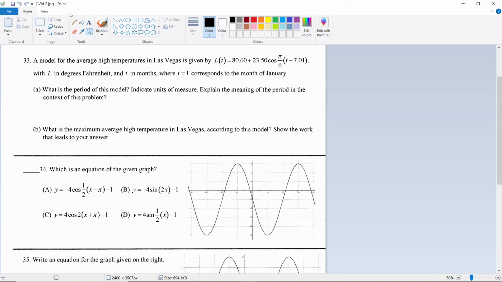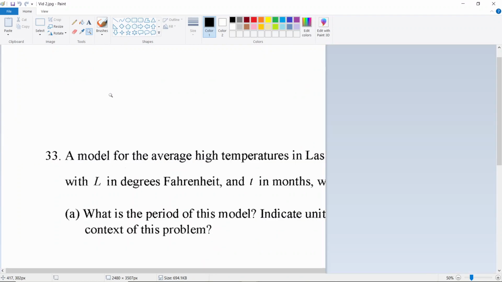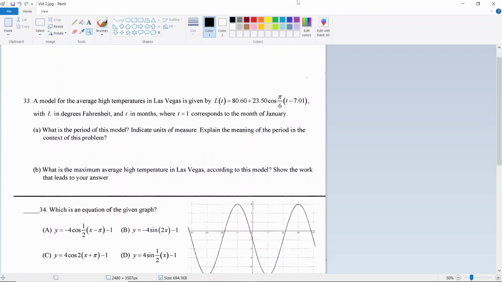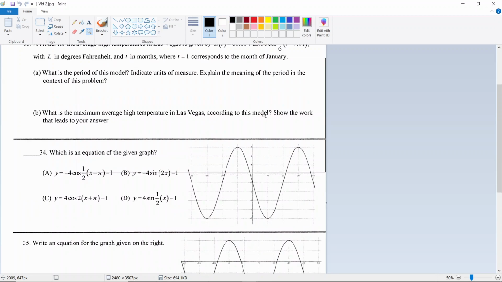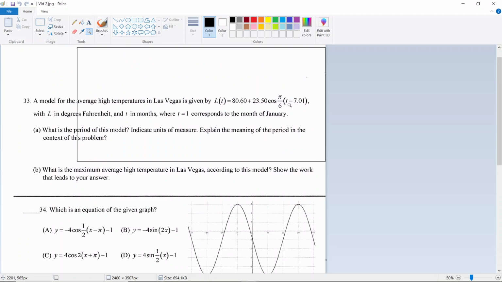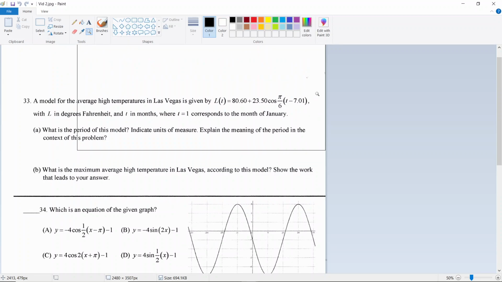Here's an example of a word problem. So this is trigonometry in the real world, or at least in the real world as imagined by someone who wrote a word problem. This one says a model for the average high temperature in Las Vegas is given by L = 80.60 + 23.5 cos(πt/6 − 7.01), with L in degrees Fahrenheit and t in months, where t = 1 corresponds to January.